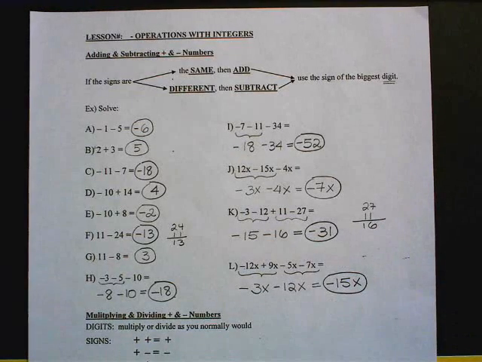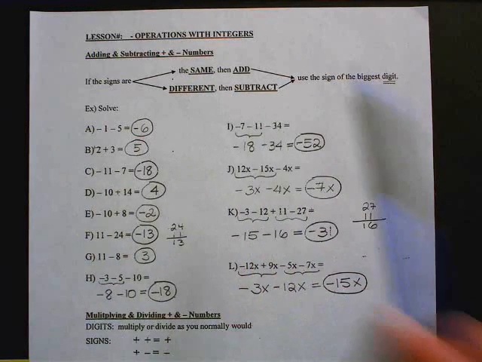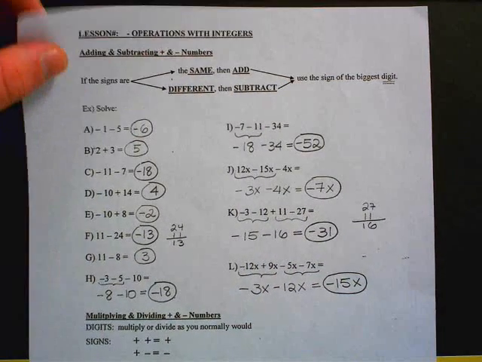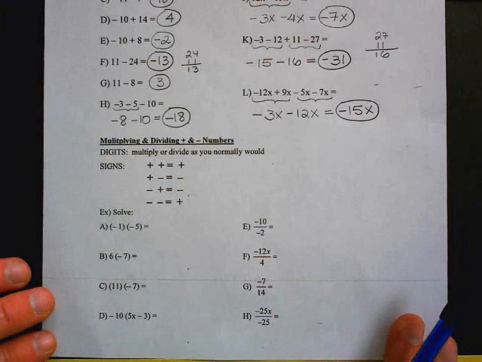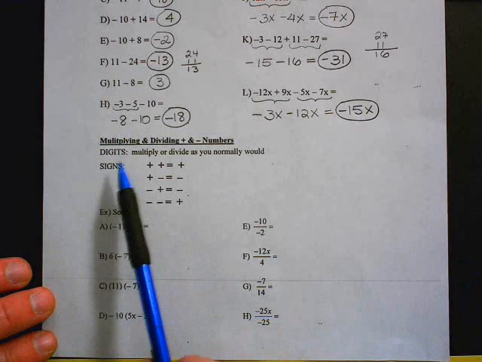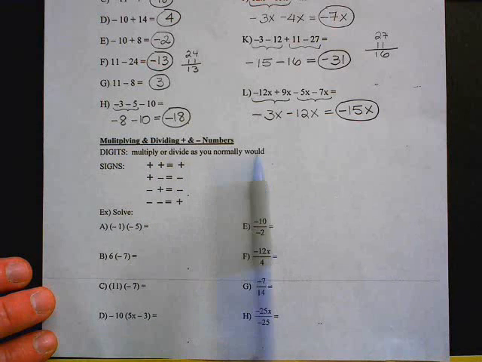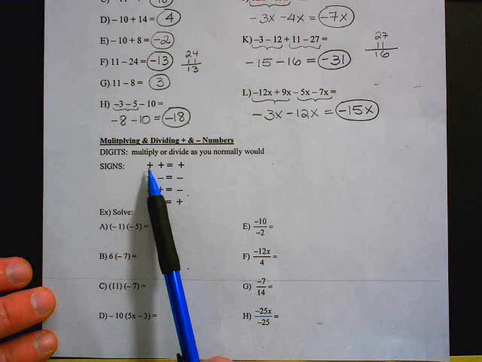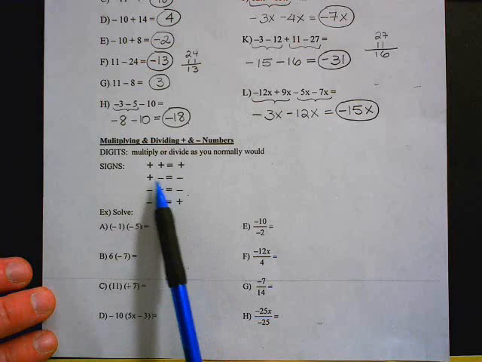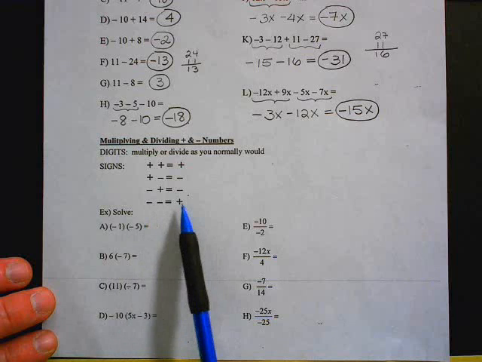Okay, so this concludes the rules for adding and subtracting positive and negative numbers. Now let's talk about the second rule that's very important in algebra, which is multiplying and dividing positive and negative numbers. Okay, the rules are very simple. The digits you just multiply or divide as you normally would, but the signs you need to follow these rules. Positive and a positive is a positive, positive and a negative is a negative, negative and a positive is a negative, negative and a negative is a positive.